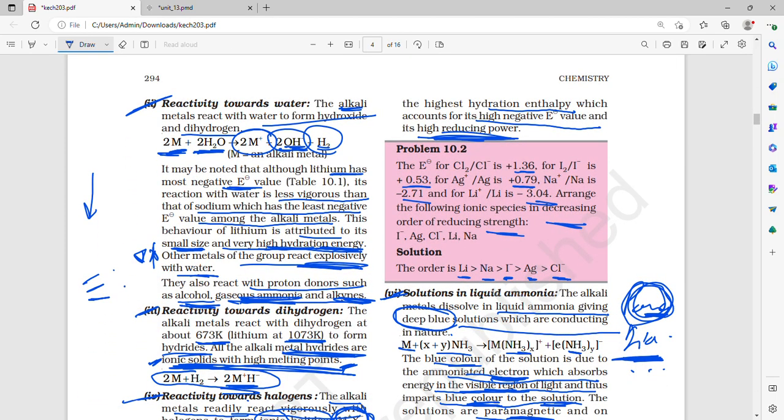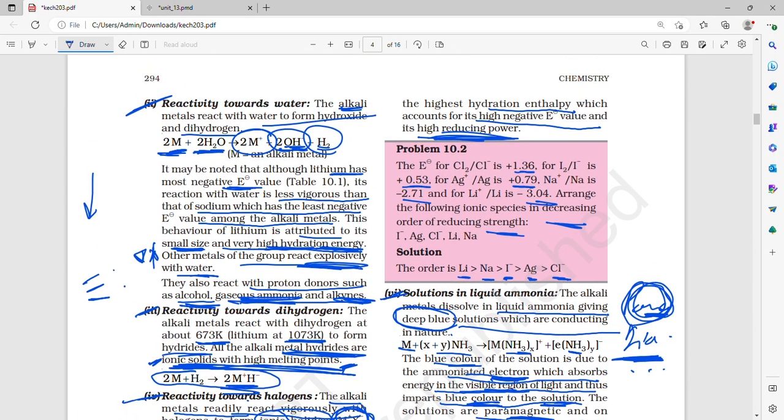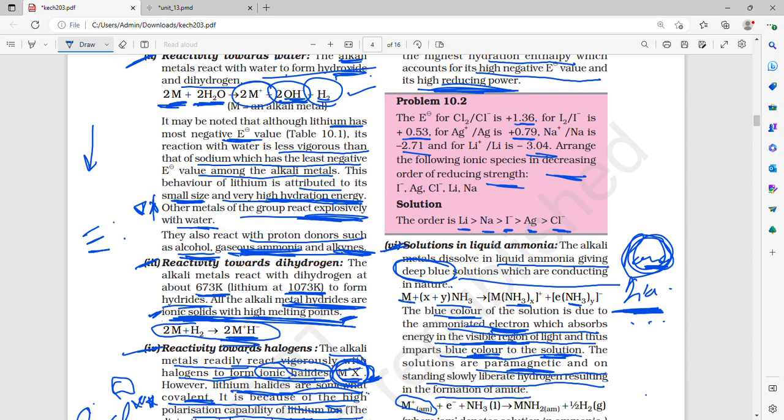Reactivity towards water. The alkali metals react with water to form hydroxide and dihydrogen. So, very important statement: for air we saw monoxide, peroxide, and superoxide. Now for water, alkali metals react with water to form hydroxide and dihydrogen. So if M is an alkali metal, then M reacts with H2O to form 2M+ plus 2OH- plus H2. So it forms hydroxide and dihydrogen.